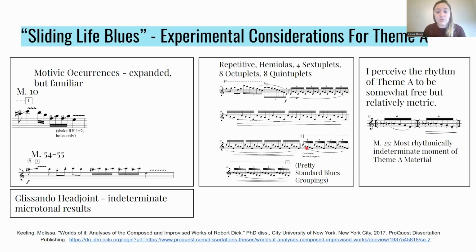And then his use of rhythm here is pretty standard for blues and the way that they're grouped. He plays 4 of these sextuplets, and then he's got 8 of these octuplets, and then 8 of these quintuplets. It's a pretty standard development. The only thing that would make it more standard is if you were going from 5, 6 to 8, but he changes the order a little bit, but it's still pretty standard blues feel.